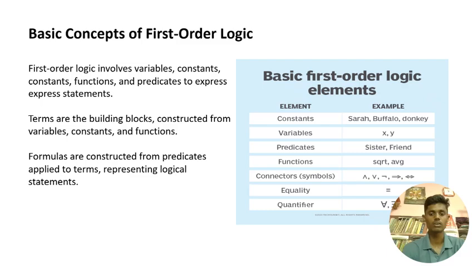Connector symbols are and, or. Equality means is equal to. The quantifier means for all or there exists. The terms are the building blocks constructed from variables, constants, and functions. Formulas are constructed from predicates applied to the terms, representing logical statements.